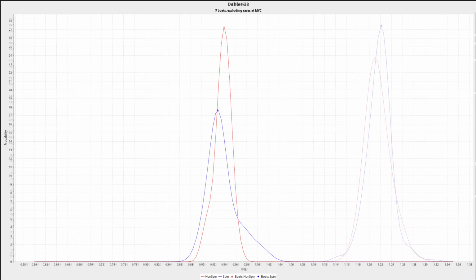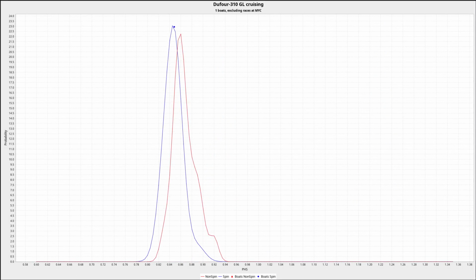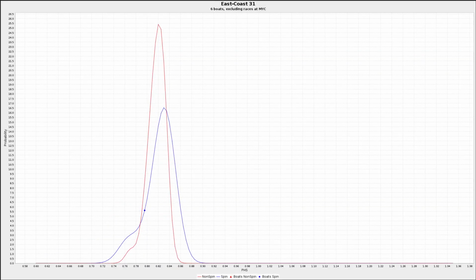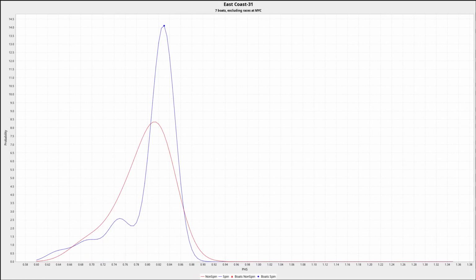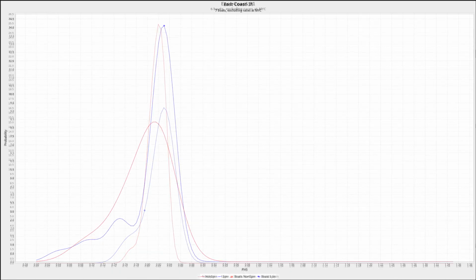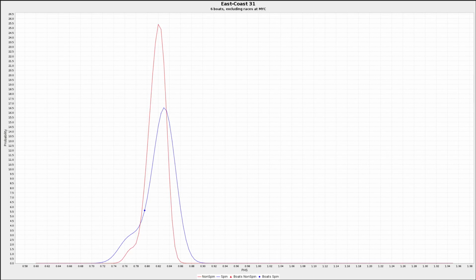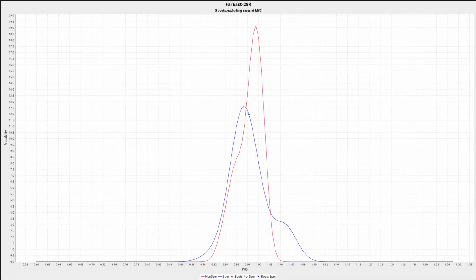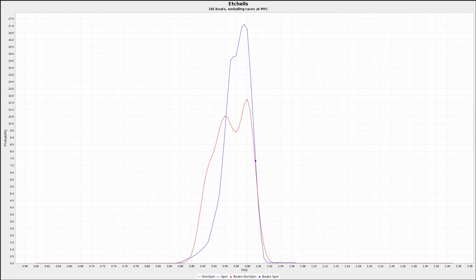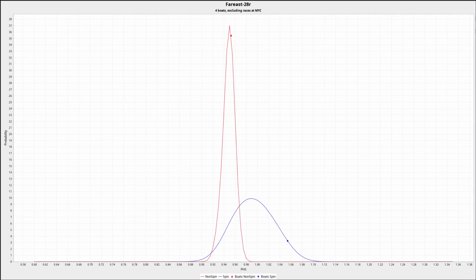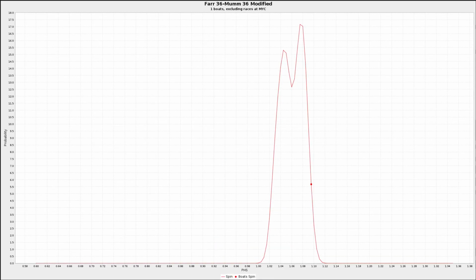Delia 38, DK 46, Dufour 310, Dufour 382, East Coast 31, East Coast 31. The other problem is people spell their boats differently, so they get different designs in their databases where really they're the same. I do try and normalize it, but I haven't caught all of them. Elliot 7, Etchells, is that 181 boats? Wow. Far East 28R, Far East 28R, again, different spellings. Really need to go through the database and fix all those up.